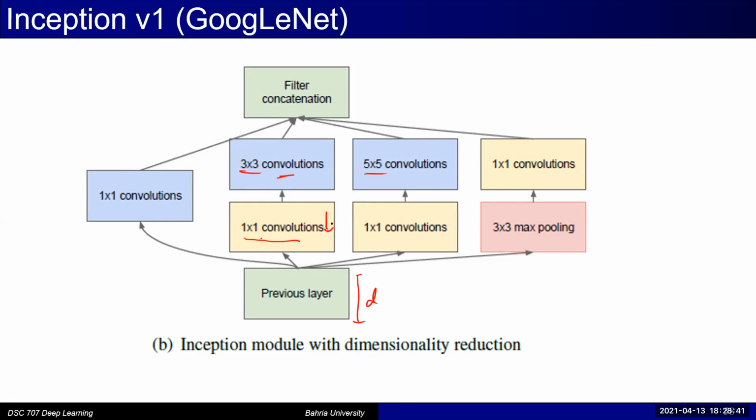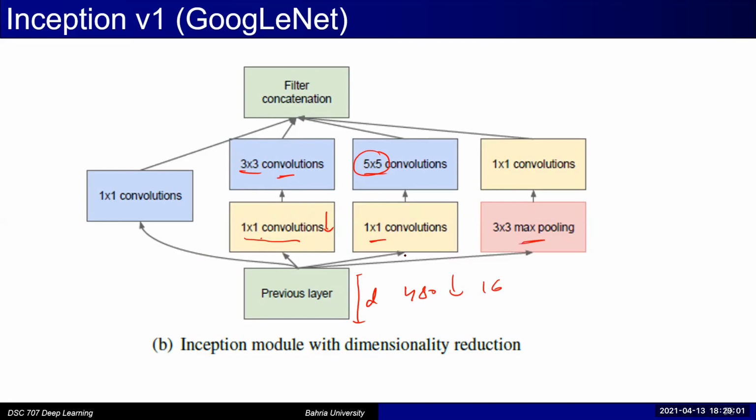Same is the case here. Just like I showed you in the previous example, directly applying 5 by 5 convolution on a big depth, maybe a depth of like 480, will be very expensive. So first you have 1 by 1 convolution, maybe you reduce this depth from 480 to 16, and then you apply 5 by 5 convolution. And here you see the 1 by 1 convolution is after pooling.